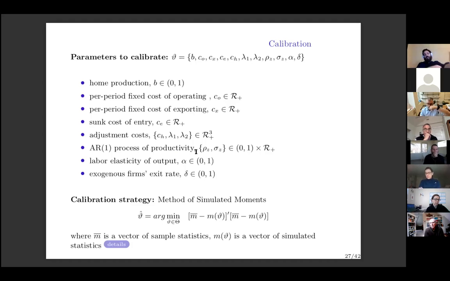The identification of adjustment cost comes from static moments that have to do with the cross-section of the firm distribution, so from the firm distribution and the cross-section of the employment distribution. Whereas the parameters related to the process of productivity come from the dynamics. They are identified from moments related to job turnover, so volatility in changes of employment, I mean job creation and job destruction, and firm exit rate.